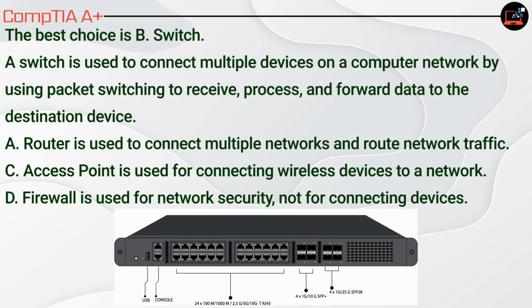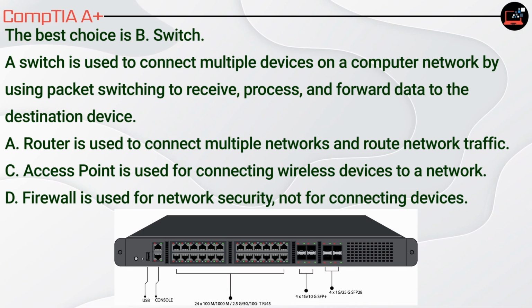The best choice is B, Switch. A switch is used to connect multiple devices on a computer network by using packet switching to receive, process, and forward data to the destination device. A, Router is used to connect multiple networks and route network traffic. C, Access point is used for connecting wireless devices to a network. D, Firewall is used for network security, not for connecting devices.